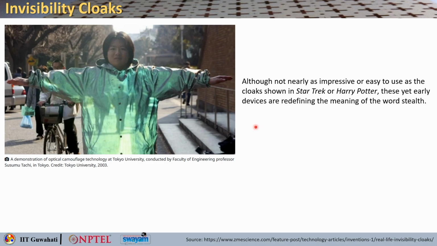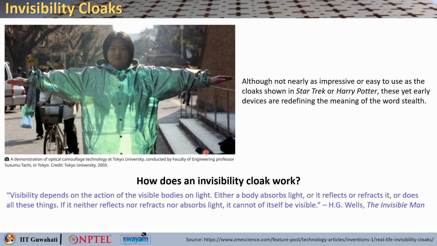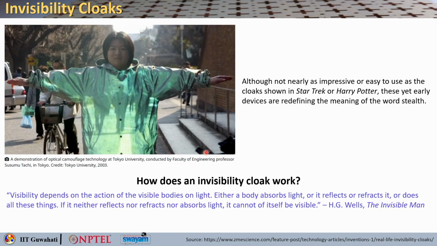It is not as sketchy as the cloaks that are shown in Star Trek or Harry Potter movies, but they are still telling you that this is the way forward. So, how does an invisibility cloak work? The visibility basically depends on the action of visible bodies on light. So, either a body absorbs light, or it reflects it, or it refracts it, or does all of these things. But if it neither reflects nor refracts nor absorbs, that means it is not doing anything to the light, and that is where it becomes invisible, right.